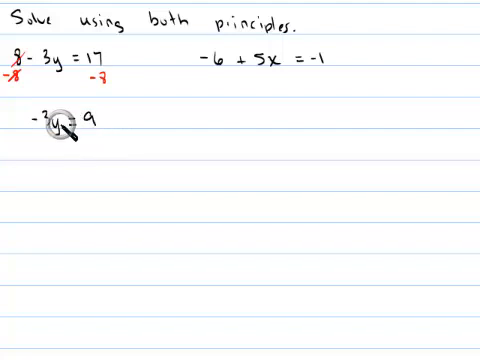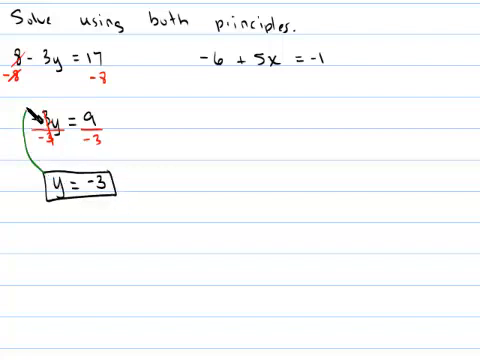Negative 3 times y. If I want y by itself to figure it out, then I got to get rid of that negative 3. Multiplying by negative 3, the opposite would be dividing by negative 3. Both sides. Negative 3 divided by negative 3 is 1, so just y. 9 divided by negative 3 is negative 3. So that's what our answer is.